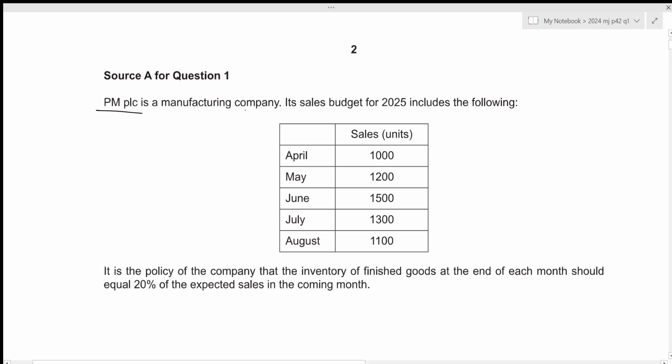PM PLC is a manufacturing company. Its sales budget for 2025 includes the following. So we have been given the sales units for the months of April, May, June, July, and August. It is a policy of the company that the inventory of finished goods at the end of each month should equal 20% of the expected sales in the coming month. So it just means that the closing inventory for each month will be equal to 20% of the sales in the next month.